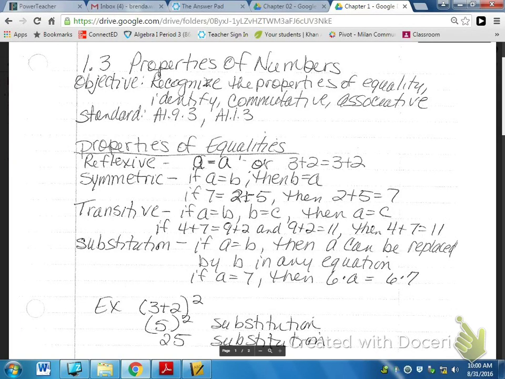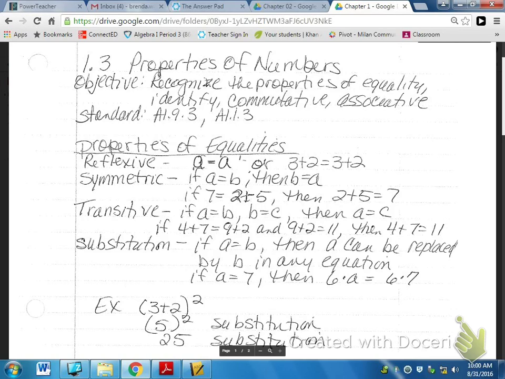Lesson 1-3, Properties of Numbers. The objective here today is to recognize the properties of equality and identity and commutative and associative. So our objective is to be able to recognize the properties when they are being used.